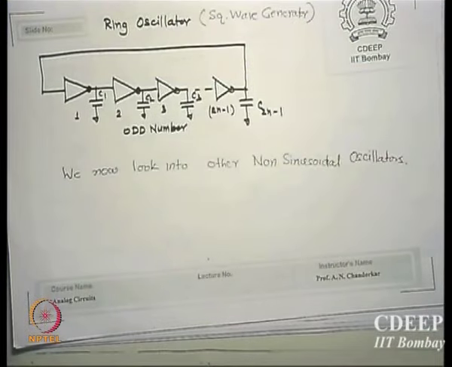Okay, so we want to see some kind of a square wave generation or even triangle or any sawtooth. How will we make it?